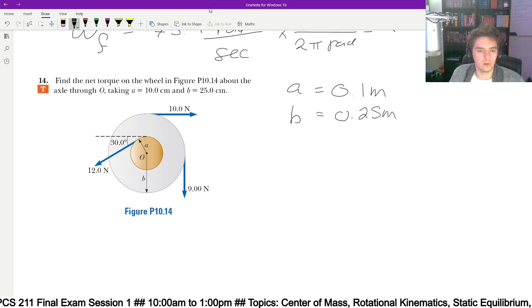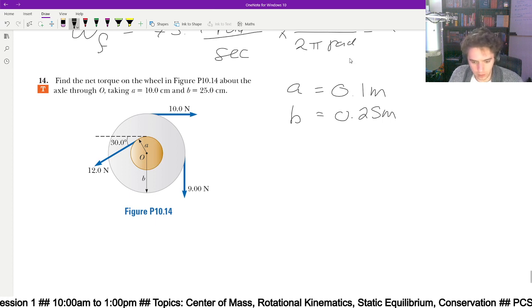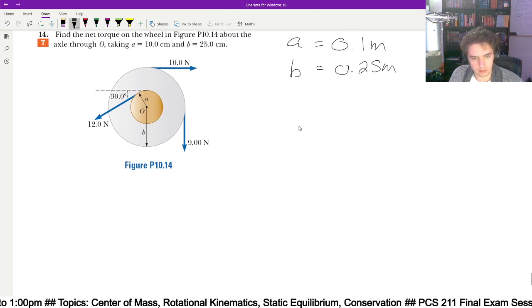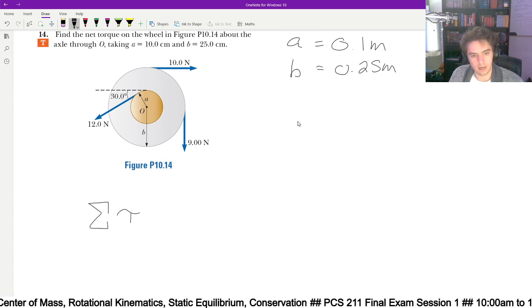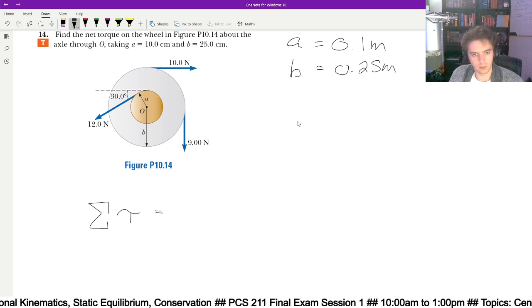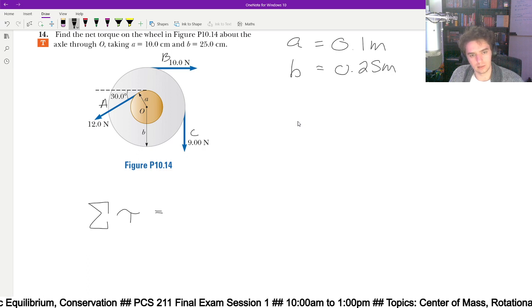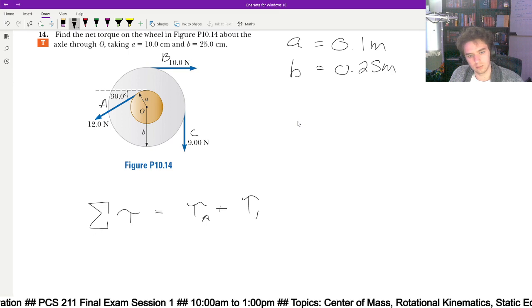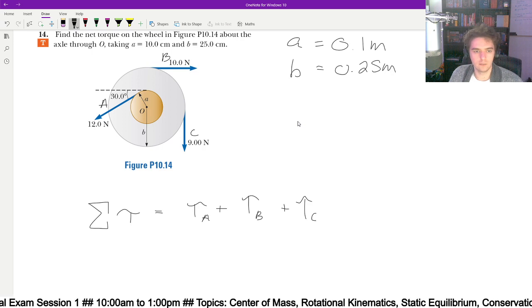We need to find the net torque. To do net torque, it's the sum of the torques, right? That's what we're figuring out. So one of the torques, I'll call this one A, this one B, this one C. So we're going to have torque A plus torque B plus torque C. Let's figure out each of these things separately.